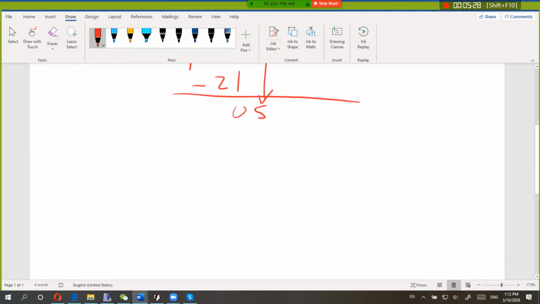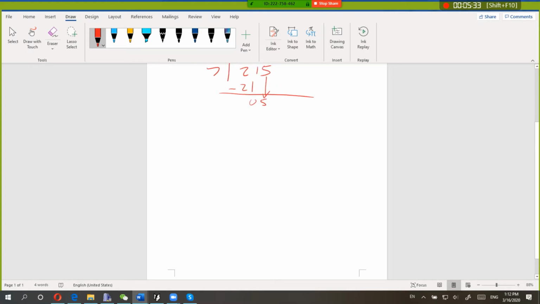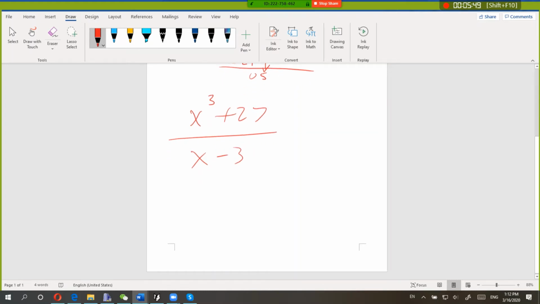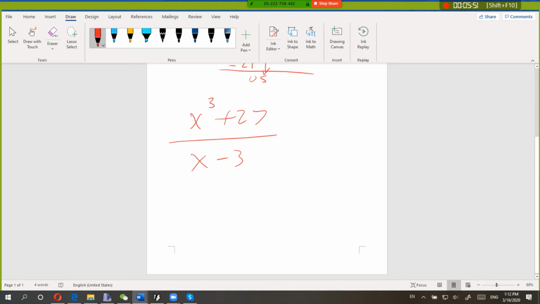I'm going to do the same process for long division with polynomials. So let's say I had something like x cubed plus 27 over x minus 3, for instance. If I wanted to set this up for long division with polynomials, I'm dividing x cubed plus 27 by x minus 3.